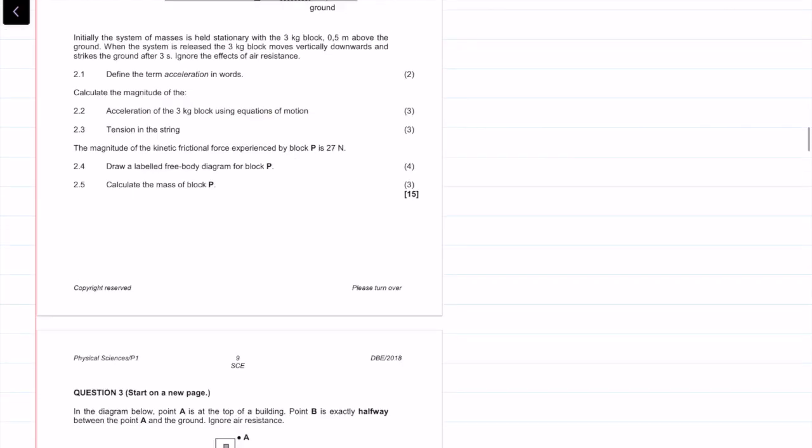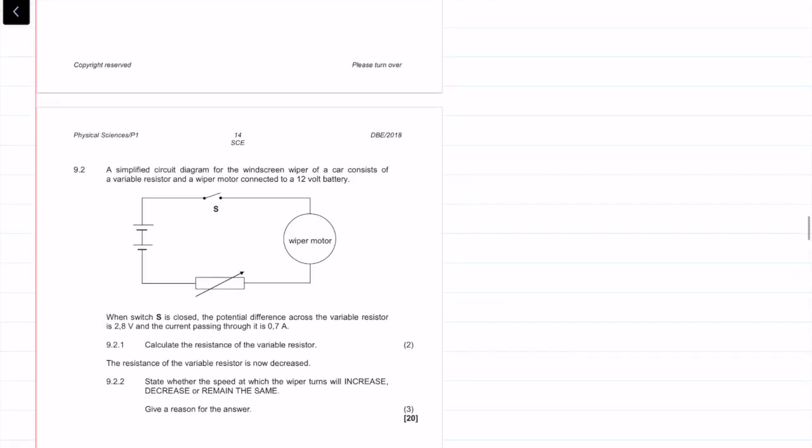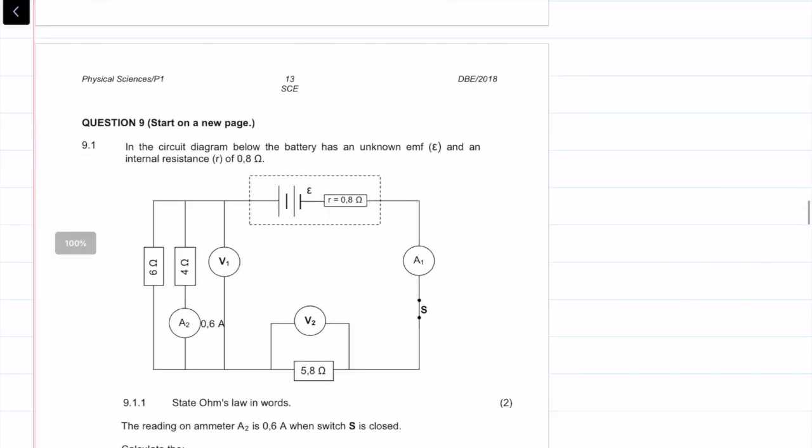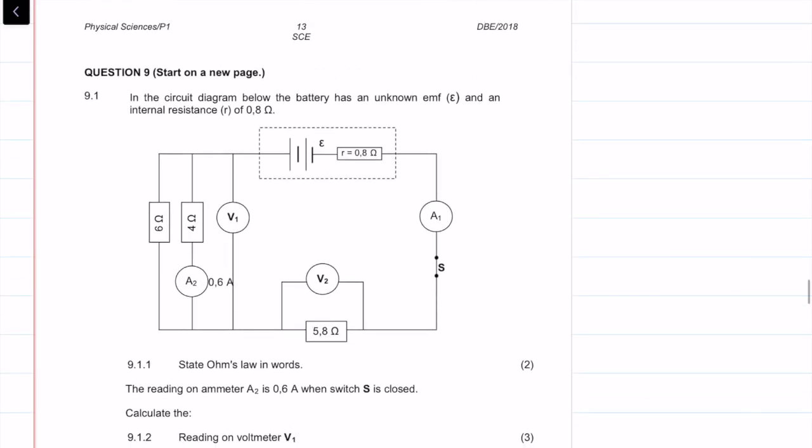We are going over the 2018 physics exam. This is the DBE exam, the Department of Basic Education's exam. We're going to start off with question 9, and the reason for that is because I have been requested to make some more electric circuit videos, so I decided to start here. This is on electric circuits.